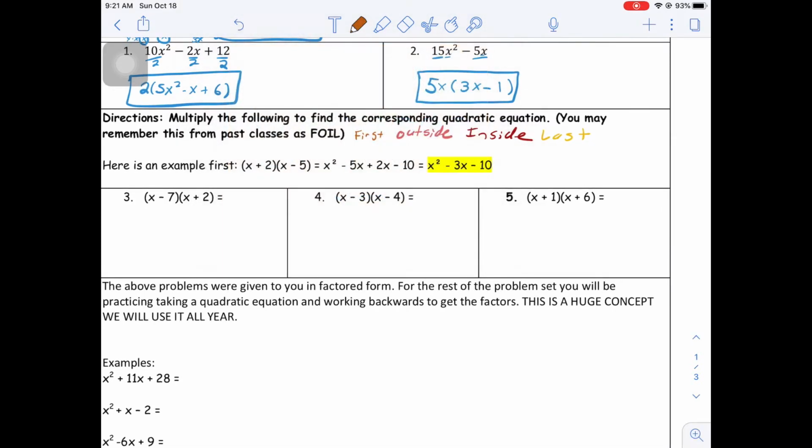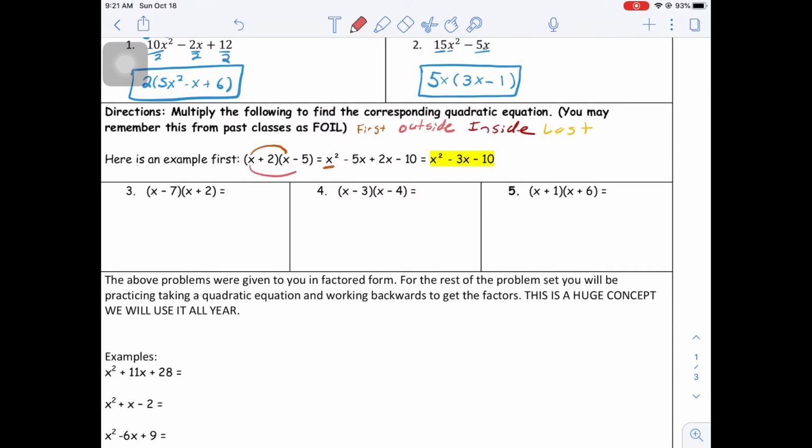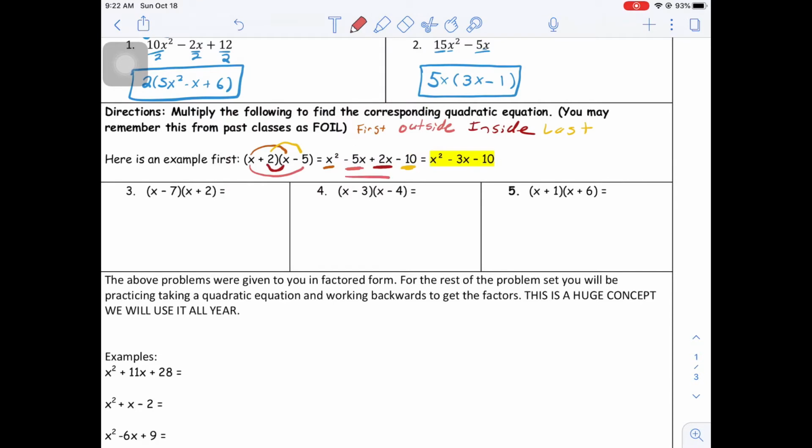So then let's go through this. So the first two terms would be the x's. That would give us the x squared. The outside terms would be x and negative 5, which gives us this negative 5x. The inside terms would be the 2 and the x, which would give us this positive 2x when we multiply them together. And then the last terms would be 2 and negative 5, which would give us that negative 10. Okay. From here, we have to combine the negative 5x with the positive 2x to get us this negative 3x in the middle. Okay, and that's how we would FOIL.